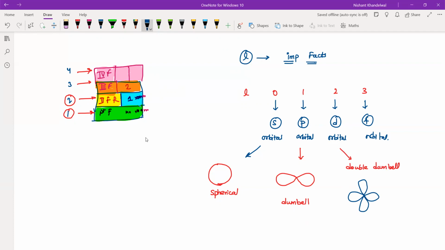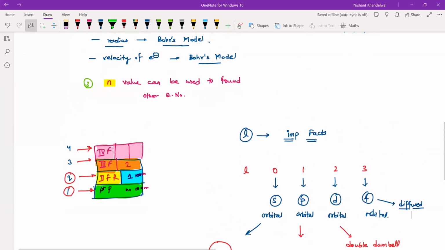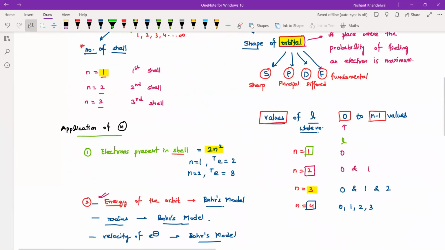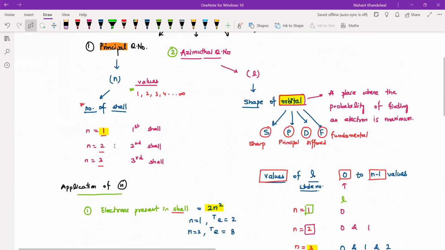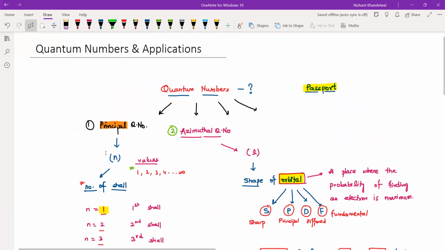P orbital, D orbital. Okay, F is like diffused. The shape of F is diffuse and very, very complex. So in the advanced level you study this. Have you understood this thing? It's okay, you may not be able to digest it here, but I will take you there slowly. These are some facts you should know.